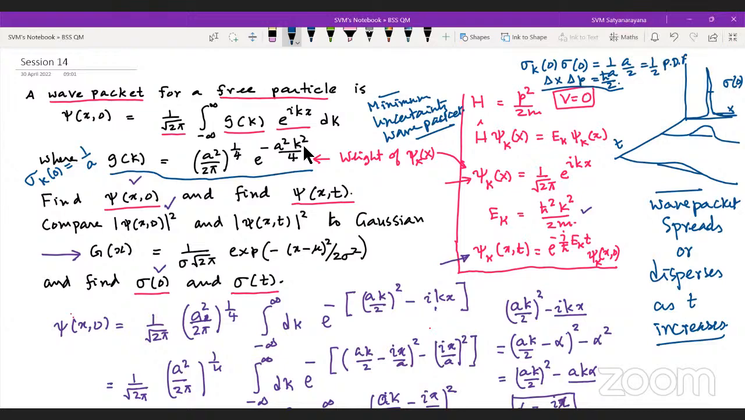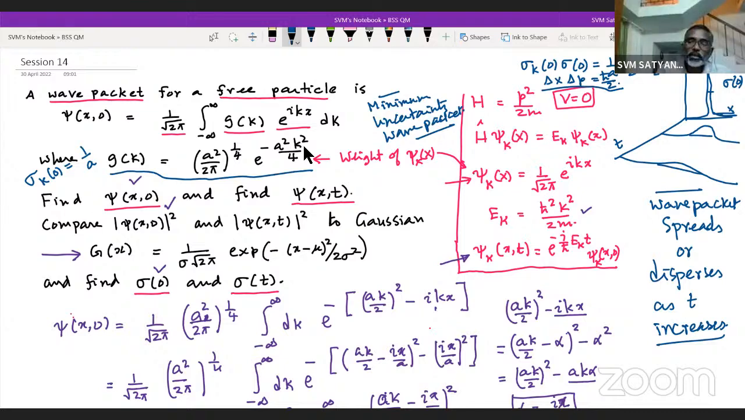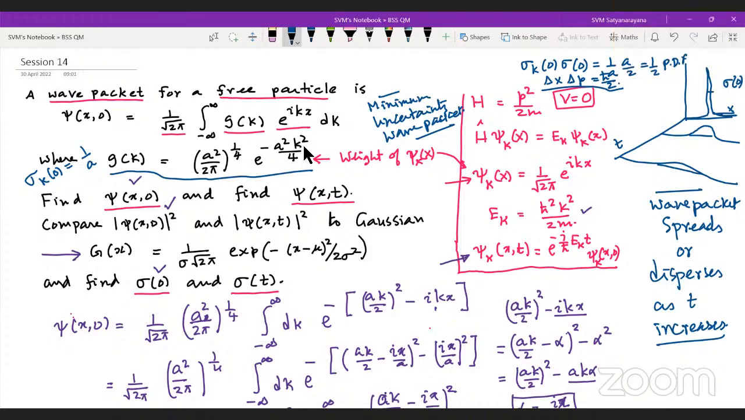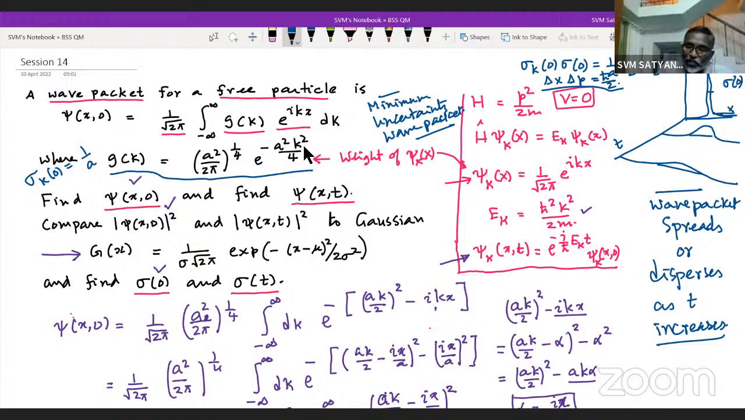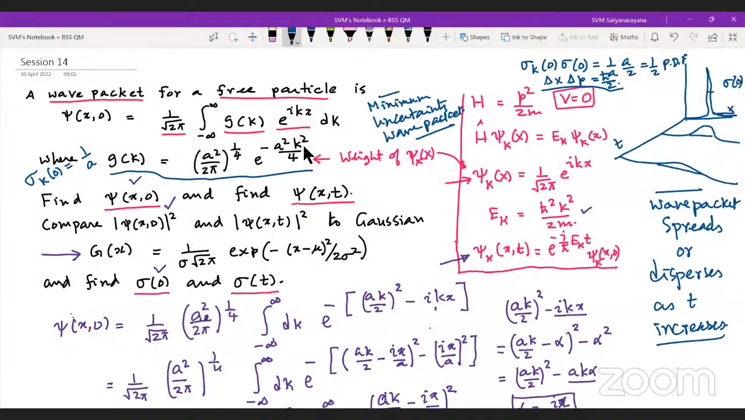Yes, sir. As delta x increases, that means the number of plane waves involved in constructing such a wave packet becomes small. Yes, sir. I understood that the physical significance is coming from the uncertainty principle, and the Gaussian wave packet is the minimum uncertainty wave packet. But my question, I could not explain it properly.